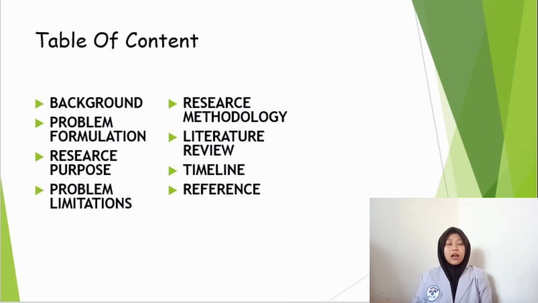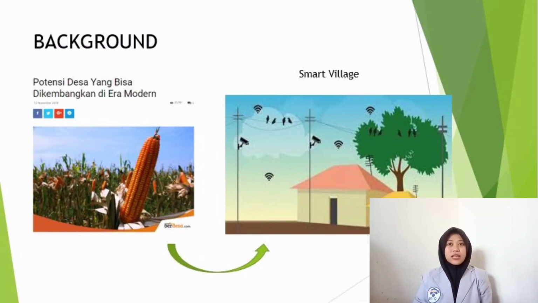Table of contents: background, problem formulation, research purpose, problem limitation, research methodology, literature review, timeline, and reference. The background is that the village is the most important unit in the government system. Therefore, innovation in village development is needed to develop a lot of village potential with the aim of improving the welfare of the community and as an effort to enhance national development.